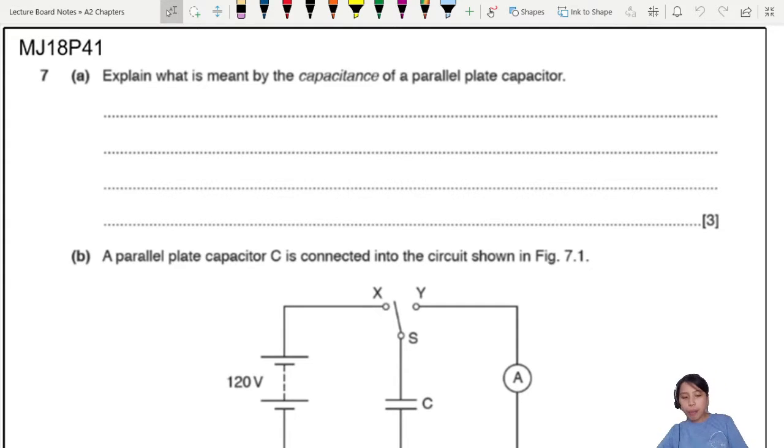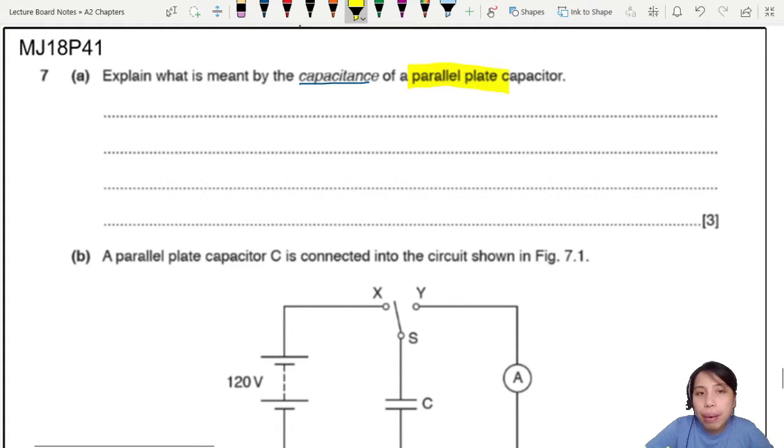This one is a little bit different from the question before, because now they're asking about the capacitance of a parallel plate capacitor. They want specifically parallel plate. So parallel plate capacitors kind of look like this: you have one metal plate, then another metal plate here, then the wires go out.